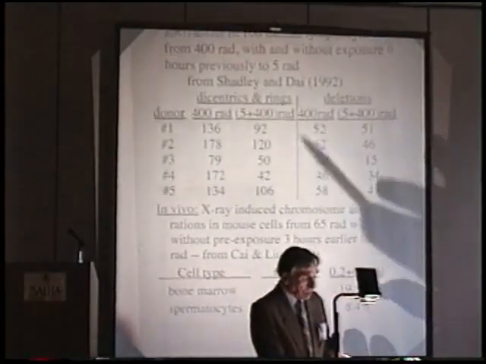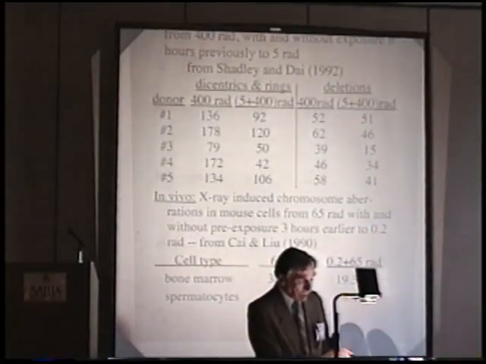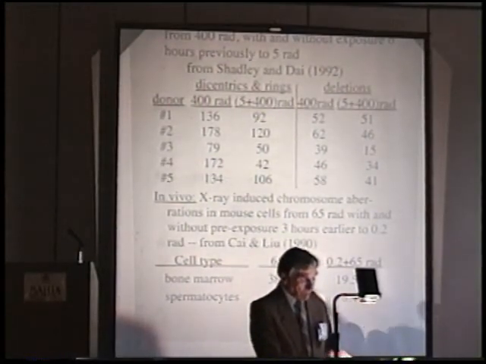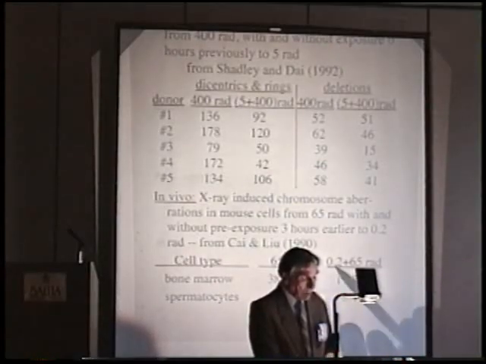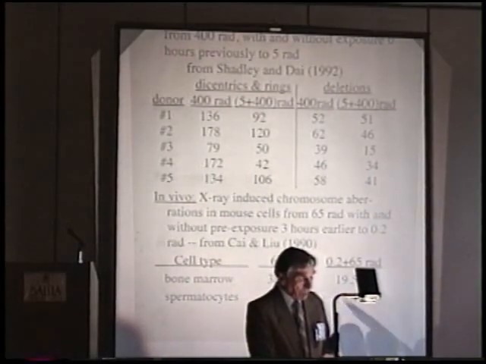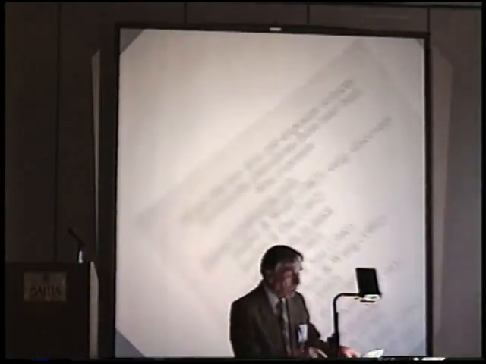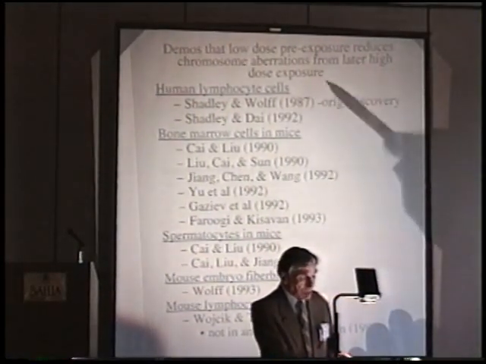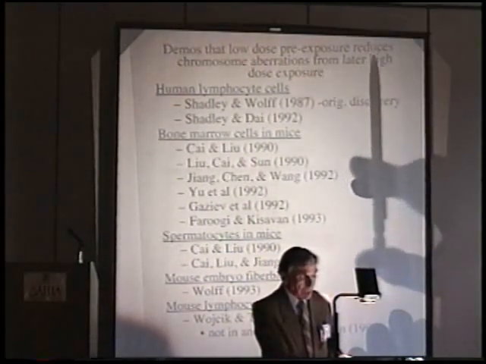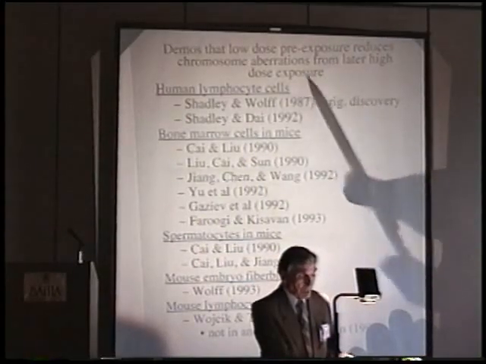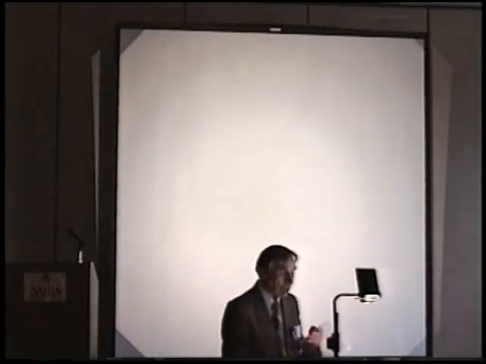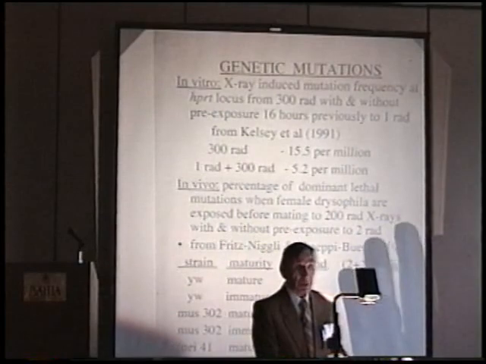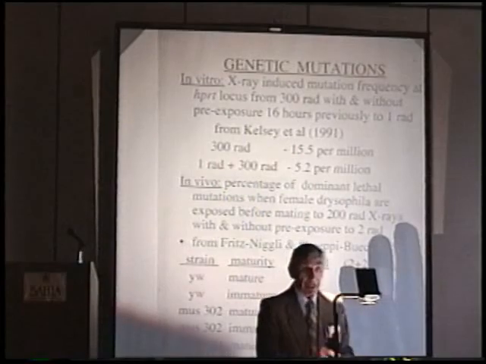This is an in vitro experiment. Here's an in vivo one, in mice. And here you see that in two different cases, if you precede the high-dose radiation with low-dose radiation, you substantially reduce the number of chromosome aberrations. Those are two experiments, and there are a whole bunch of these. This is a list I compiled a couple years ago of various other experiments where it was shown that low-dose pre-exposure reduces chromosome aberrations from later high-dose exposure. So this is not a debatable question. This is well recognized. So here's a clear case where low-dose radiation improves biological defense mechanisms rather than reducing them.